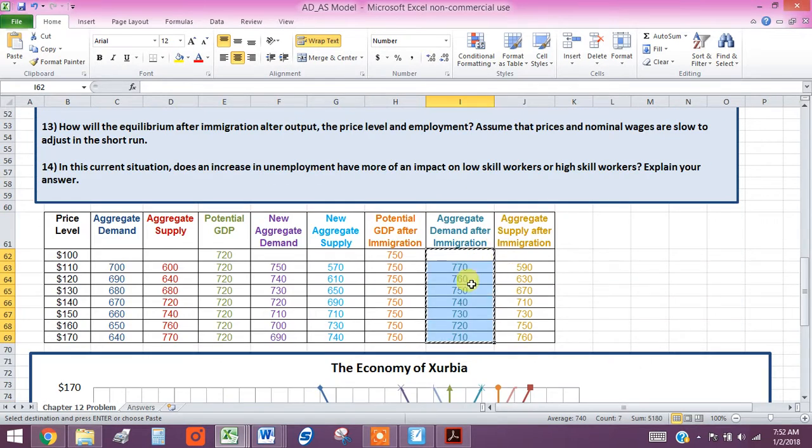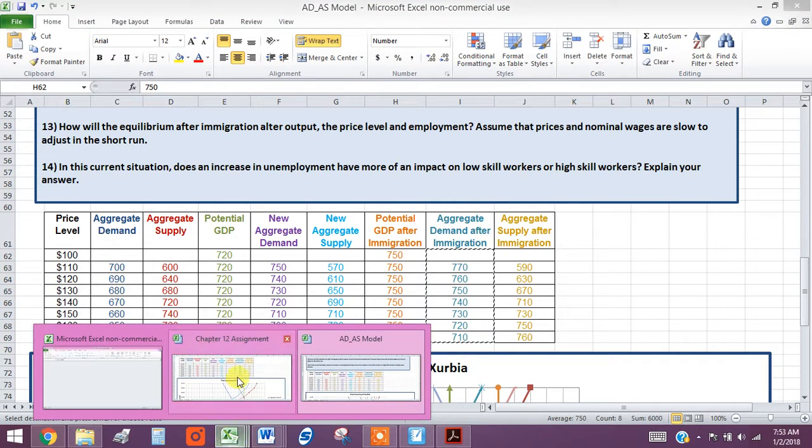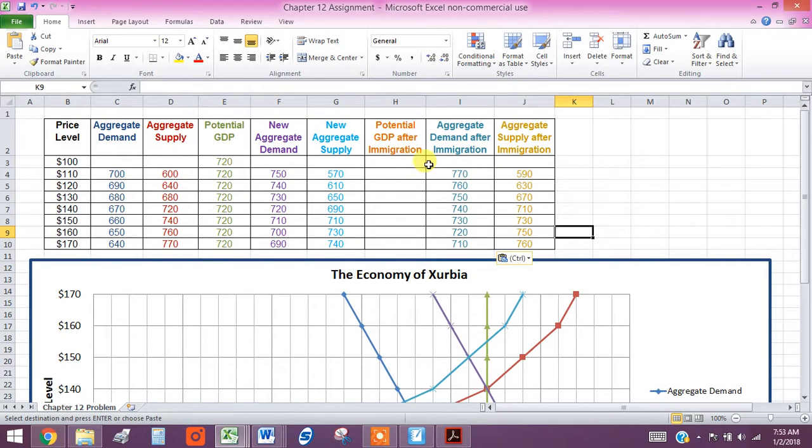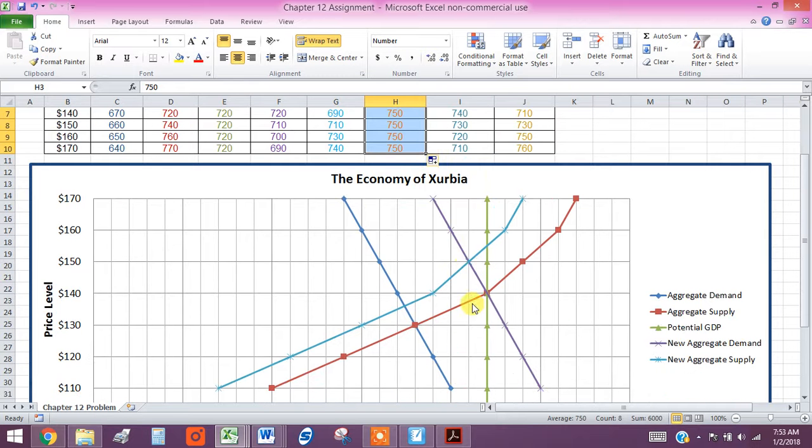So it's going to go up right here from 720 to 750. Okay. So let's go back to our graph right here, and we can just simply type in 750, and then we can do a little trick. We can click into this box, find our little black cross, left click and hold, just like that. There it is. Now we need to put our curves in.